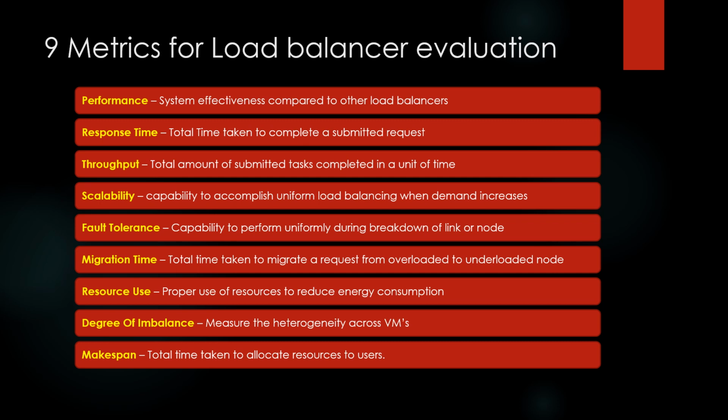And talking about the migration time, this measures the total time taken to migrate a request from an overloaded node to an underloaded node. And then the resource use, this measures the total or proper usage of resources to reduce the overall energy consumption. Degree of imbalance measures the heterogeneity across virtual machines. And then makespan, which is the last metric, measures the total time taken to allocate resources upon a user request.